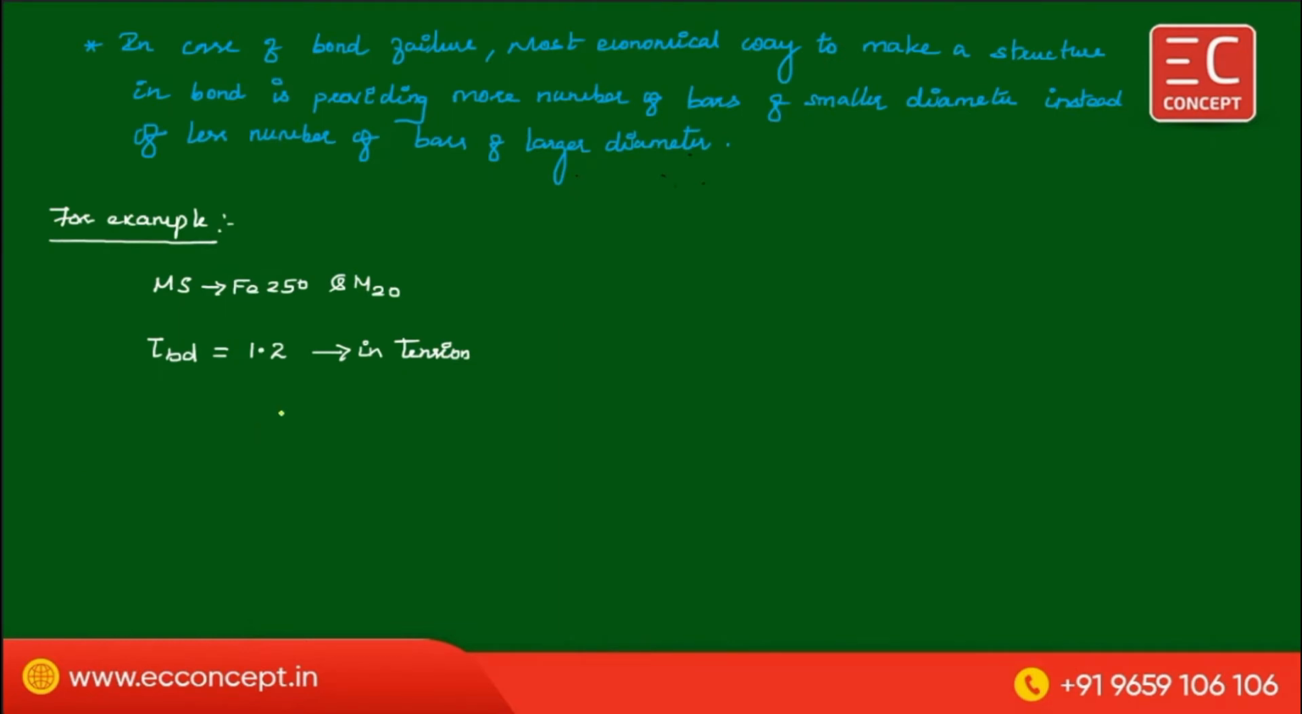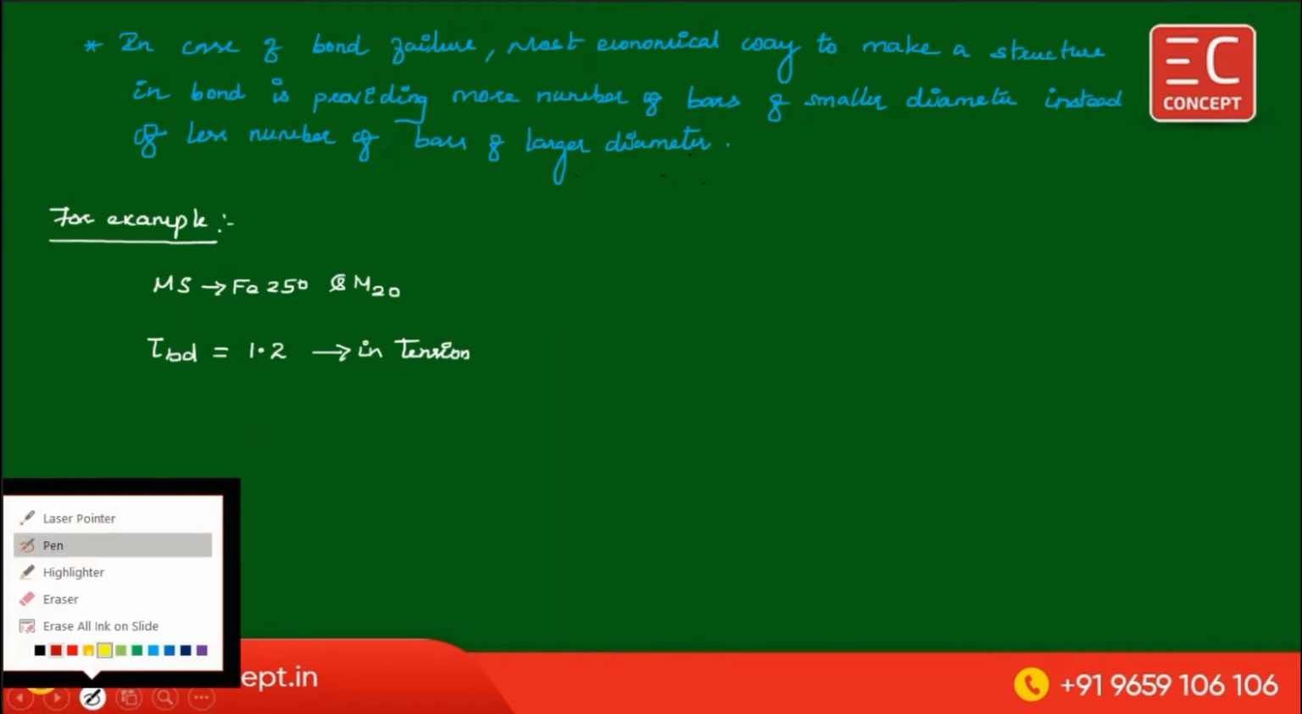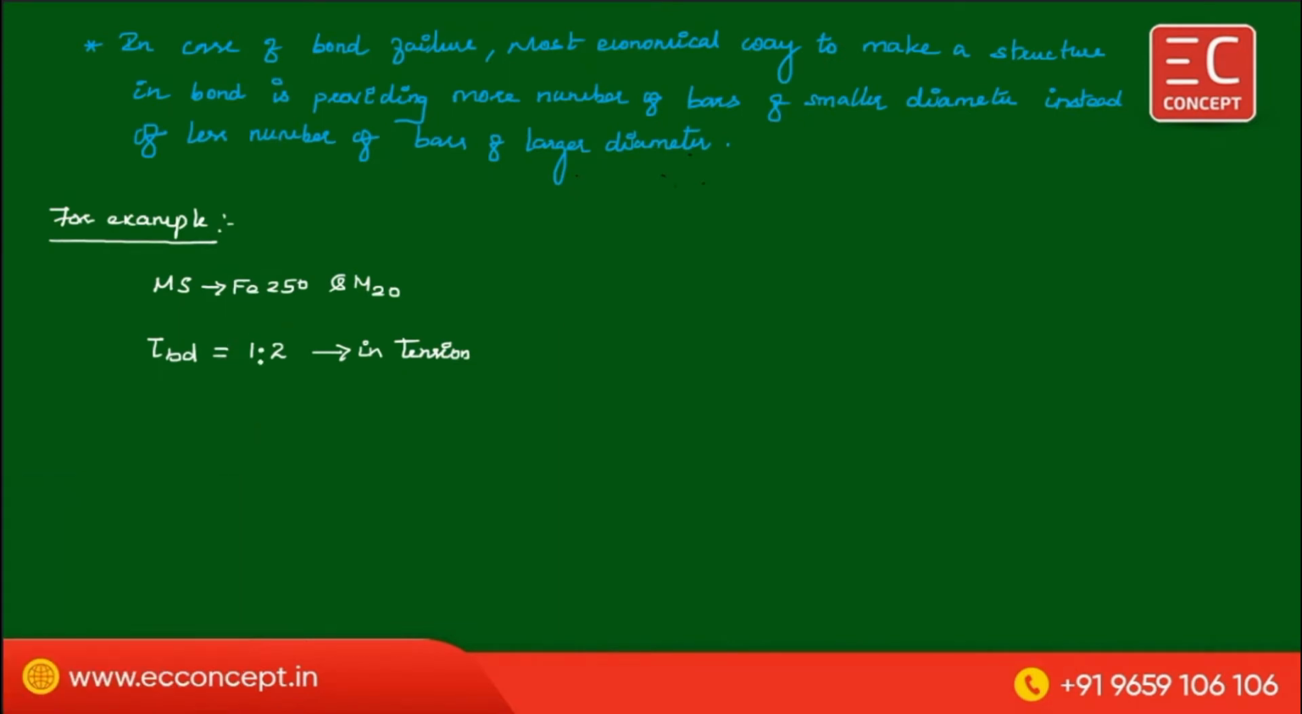Okay, let me explain this here. Tau BD is equal to 1.2 in tension. Now, tau BD in compression is 1.2 into how much percent you have to increase? 1.25. That is 25% in compression.